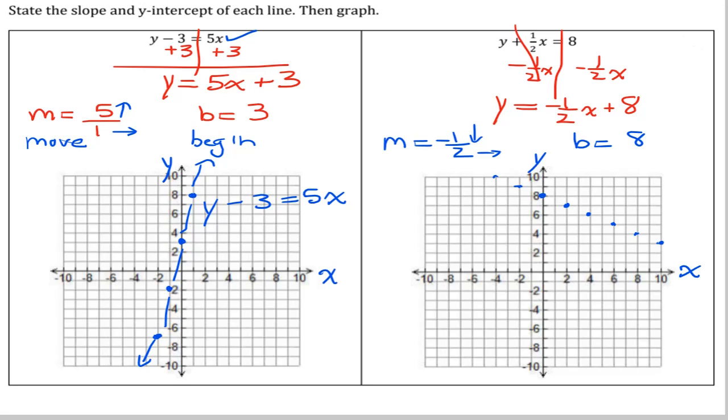Use a ruler to connect the lines. Notice when I'm done connecting the line, another terrible line, sorry guys, I draw arrowheads at the top because the line continues, even though my graph stops. And again, I'm going to label my graph with the original equation of the line that was given to me at the very beginning. All right, that's all for graphing.